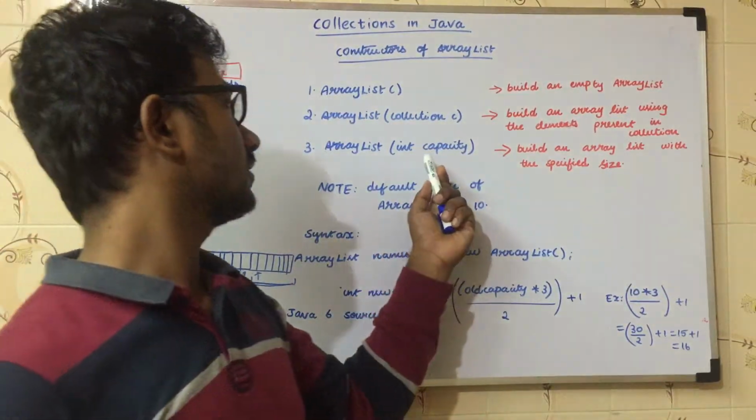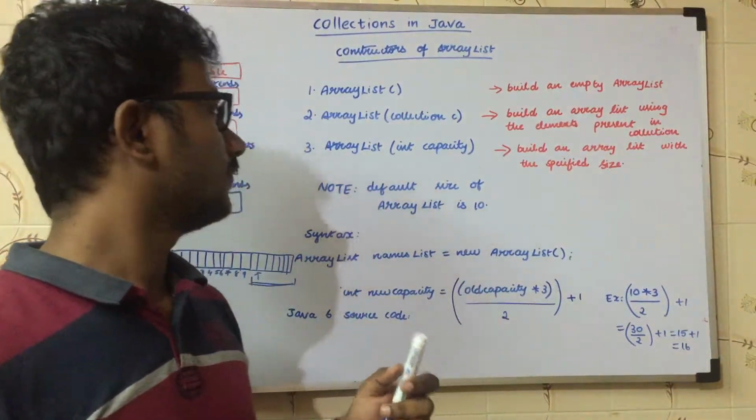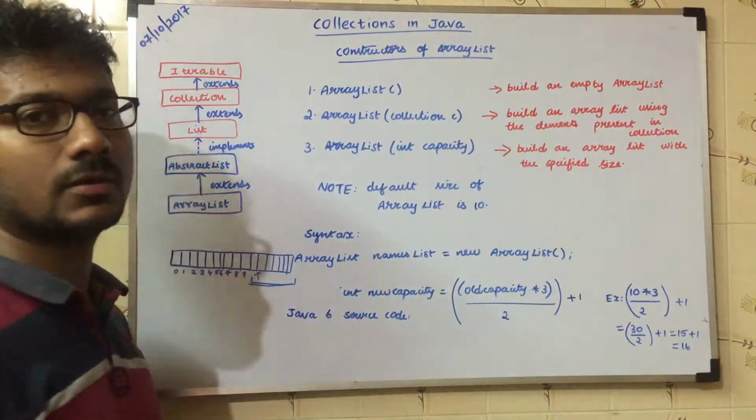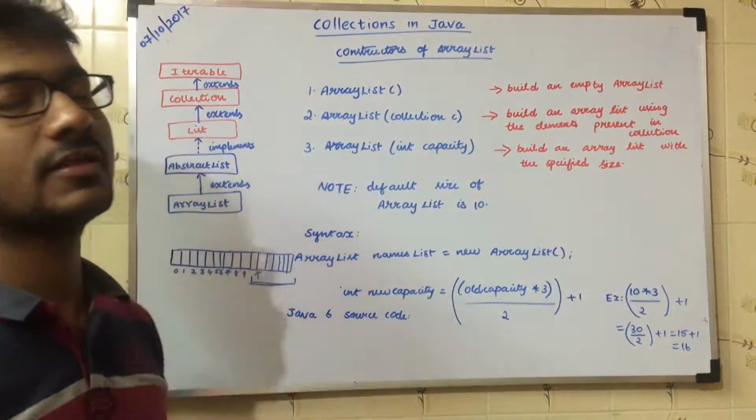So that's the reason why we need to specify the capacity if you know the capacity beforehand. If you don't know the capacity, then it's not a problem. If you know the capacity, then it will be better for optimization purposes.